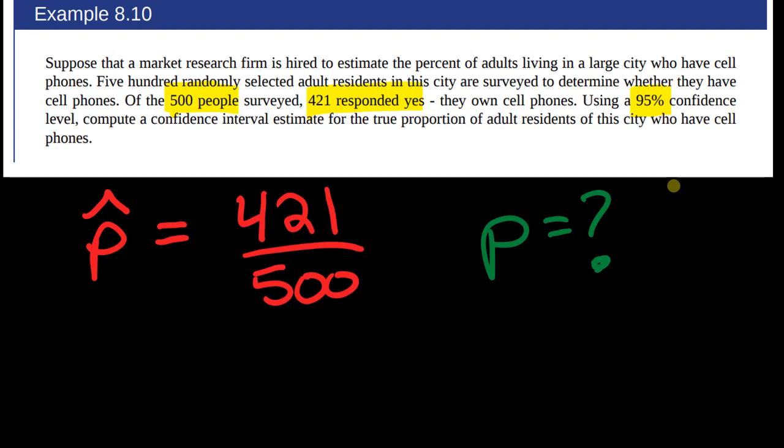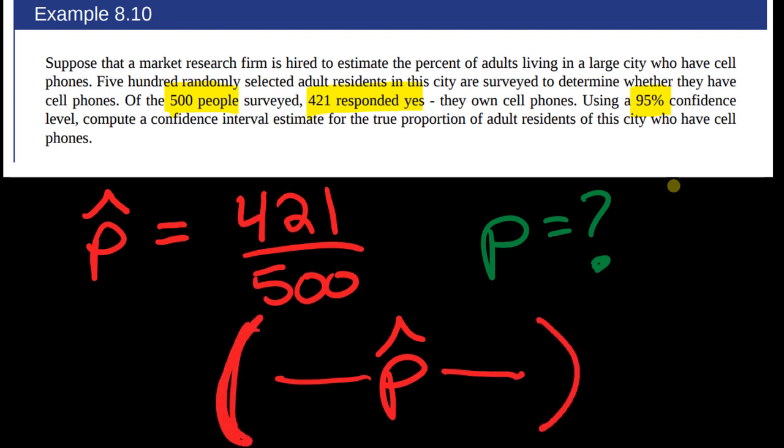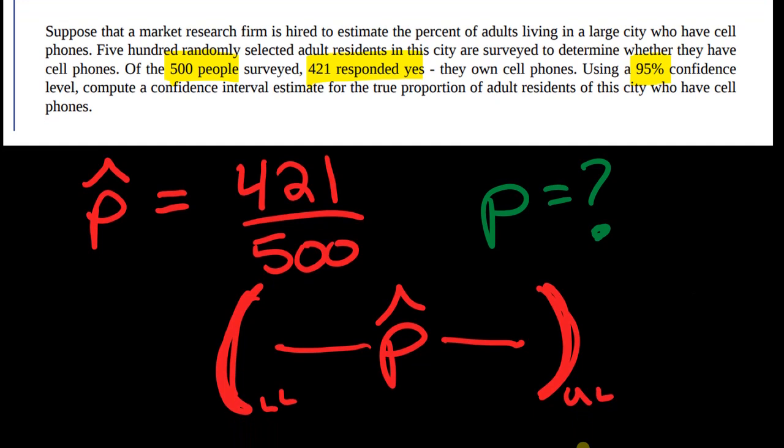So what we want to do is construct an interval around p hat. So here's p hat, and we want to construct some sort of buffer zone around p hat. We'll have a lower limit and an upper limit around p hat. And we want to be 95% confident that p, the population proportion, is somewhere inside of this interval. So that's the big picture idea of what we're trying to do.